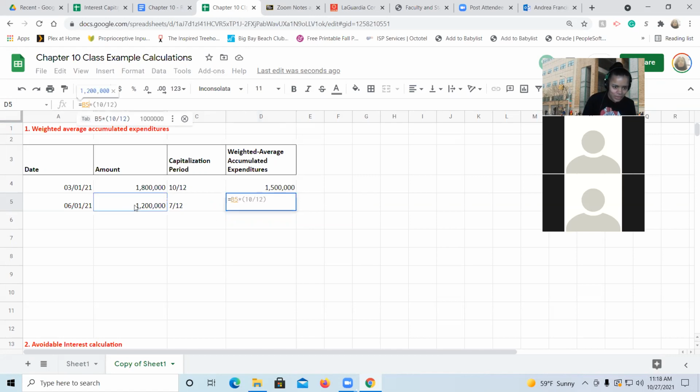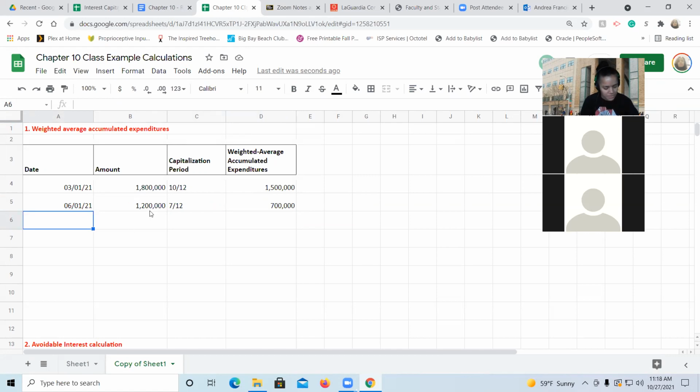Okay, so 1.2 million multiplied by 7 over 12. Okay, so 700,000. So we're only allowed to weight in 700,000 out of that expense when it comes to capitalizing interest. December the 31st, that's the last day. That's basically the day when everything is substantially complete.